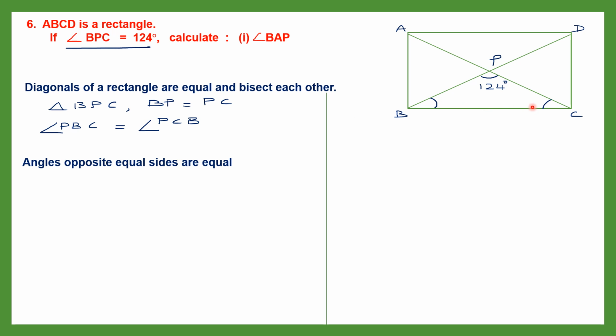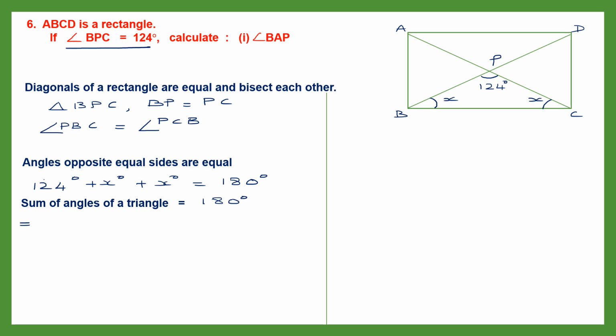So now we don't know the value of these two angles. We'll name it as x. They are equal. So this will be x and this also will be x. And we also know the property of sum of angles of a triangle is equal to 180 degrees. So we can write that. That means we can say 124 degrees plus x degrees plus x degrees is equal to 180 degrees. Now how do we know this? Sum of angles of a triangle will be equal to 180 degrees. So let's simplify that. So that will become 124 plus 2x is equal to 180.